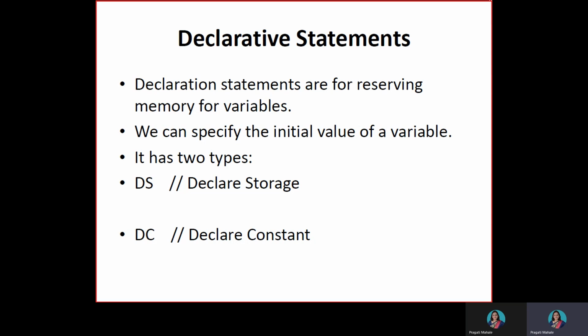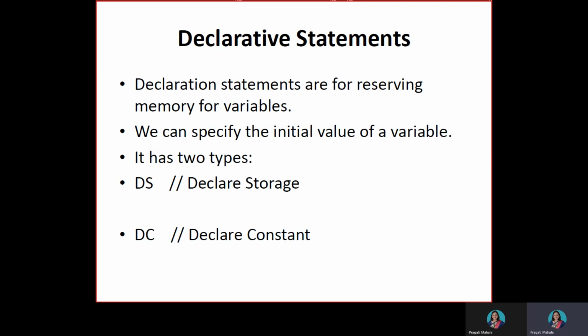Declarative statements are for reserving memory for the variables. We can specify some initial value of the variable. Declarative statements come in two types. One is called DS, short for declare storage, and DC, which is also called declare constant. DS is a declarative statement that reserves an area of memory and associates a name with that. We shall see the example in the next slide. Similarly, DC, declare constant, is a statement that constructs memory words containing constants.